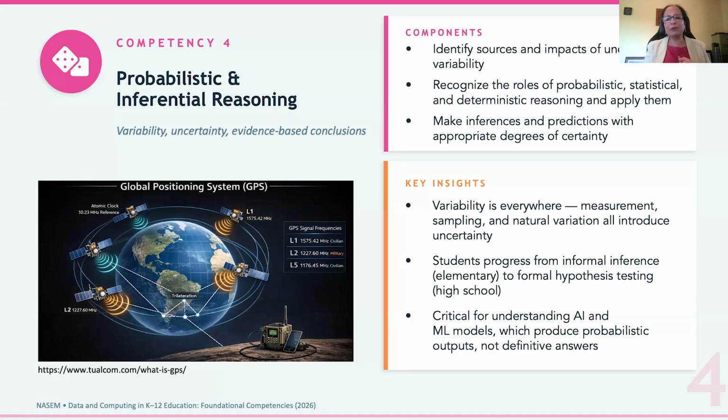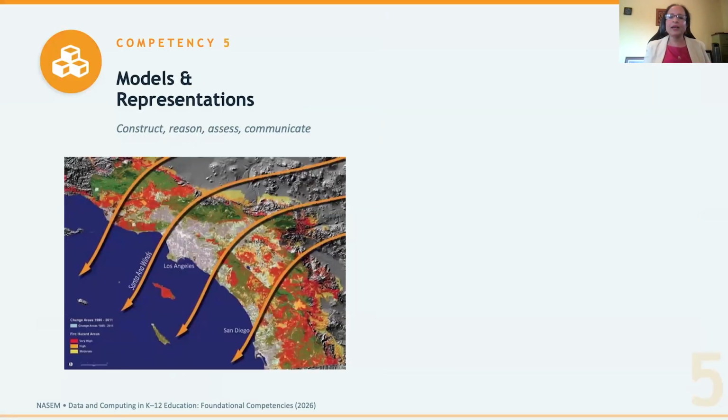And the third is about making inferences and predictions with appropriate degrees of certainty. It's a skill that students can begin developing pretty early on with informal inference, and then progressing to formal hypothesis testing, etc., in high school. Models and representations, of course, appear in every STEM domain, albeit in slightly different ways.